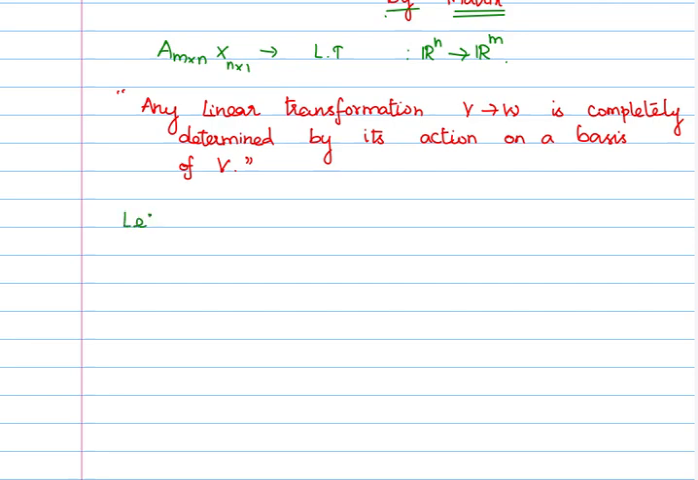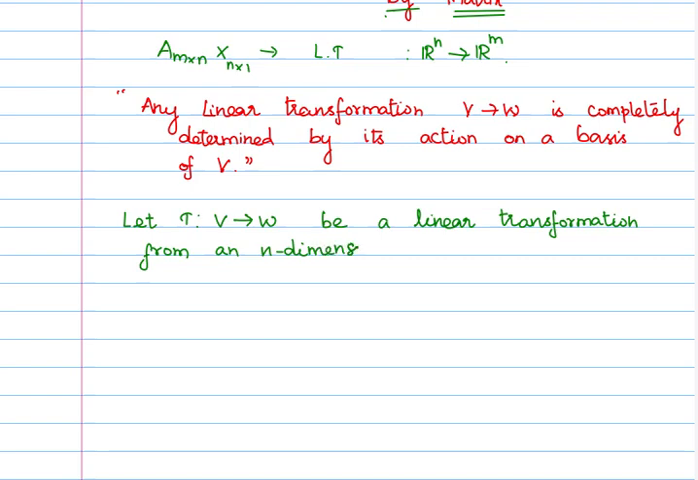We start with our procedure. Suppose T from V to W is a linear transformation from an n-dimensional vector space V to an m-dimensional vector space W.